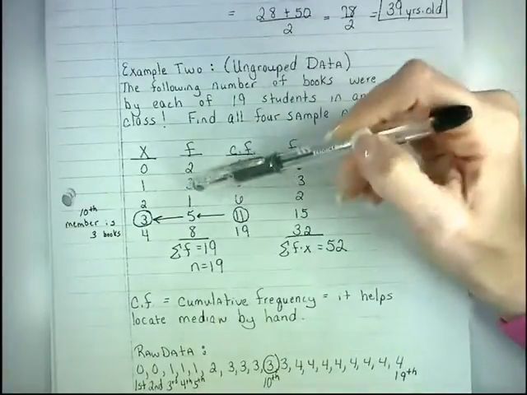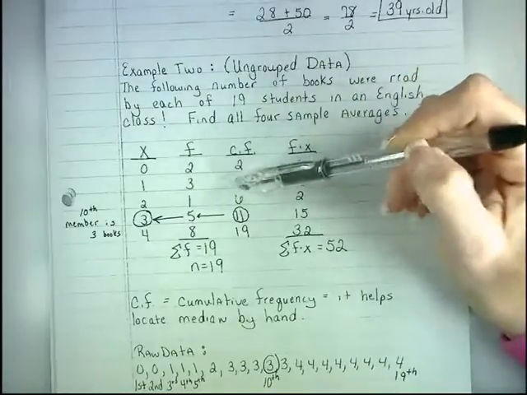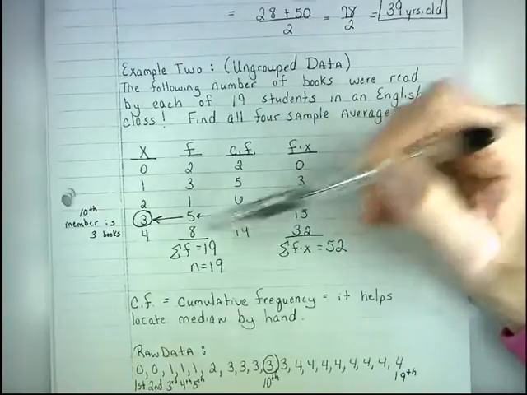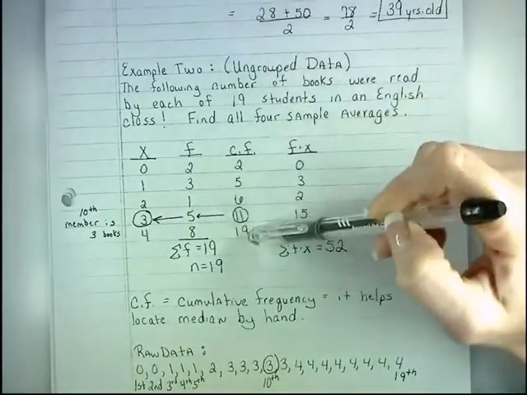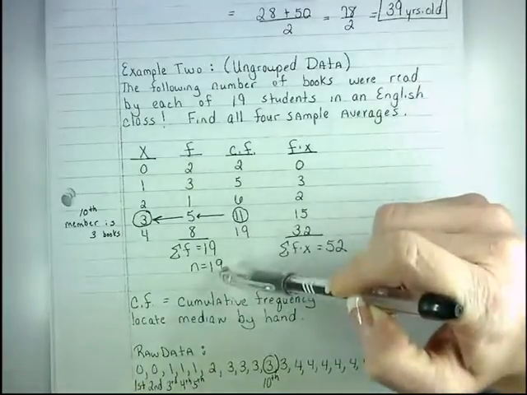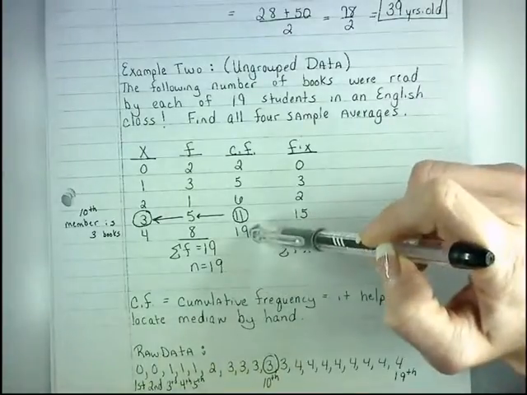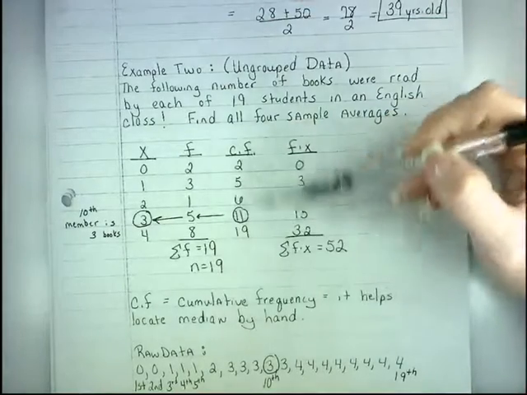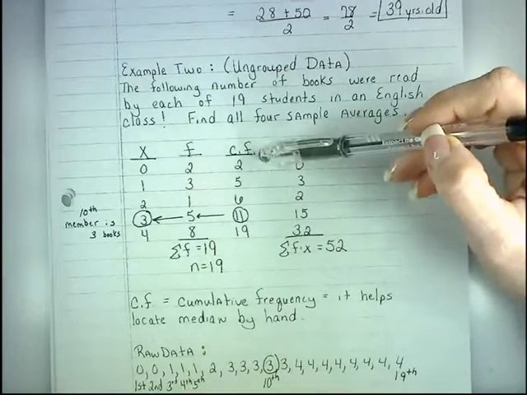2 plus 3 is 5. 5 plus 1 is 6. 6 plus 5 is 11. 11 plus 8 is 19. The last value in the column should be your sample size. If it is not, you did something wrong. So, the actual construction is simple, but here is the interpretation.